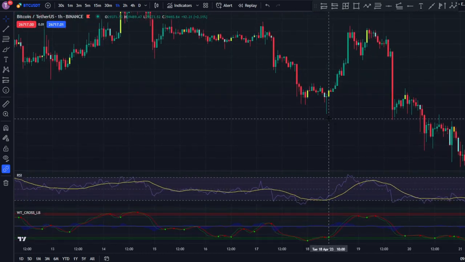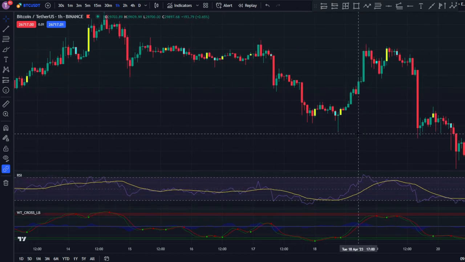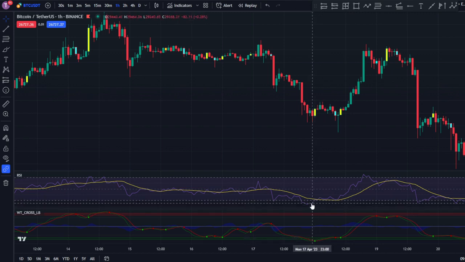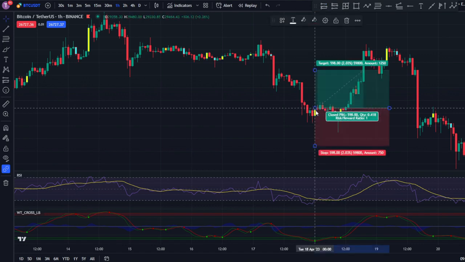So as you guys can see, the rules for taking these trades are pretty simple. Just wait for the green dot to appear. Wait for the RSI to either come up from below 30 or be below the 30 mark, and you take a long position based on that.